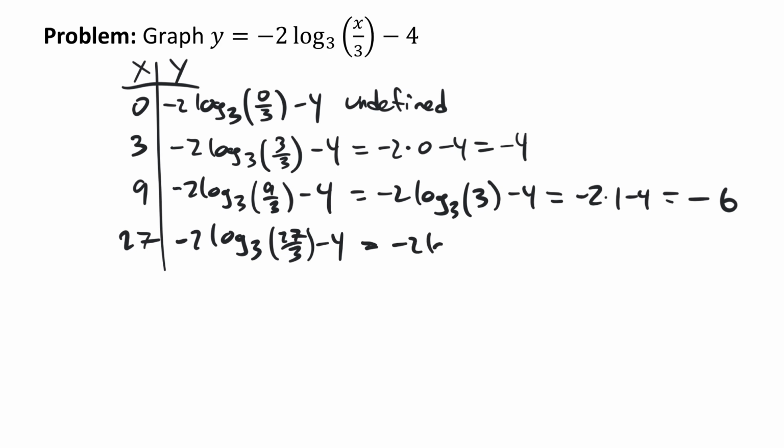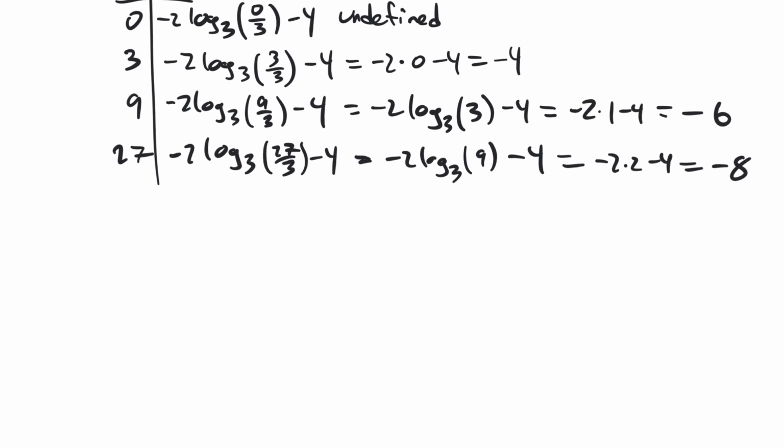It's going to be negative 2 log base 3 of 9 minus 4. Log base 3 of 9 is 2, so minus 2 times 2 minus 4. So it'll be minus 8. That's the thing when you're doing a table of values here. You have to do a little trial and error, a little guess and check. You're picking values of x that are going to evaluate nicely in the logarithm, and sometimes you'll get it on the first try, and sometimes you need a little bit of help.